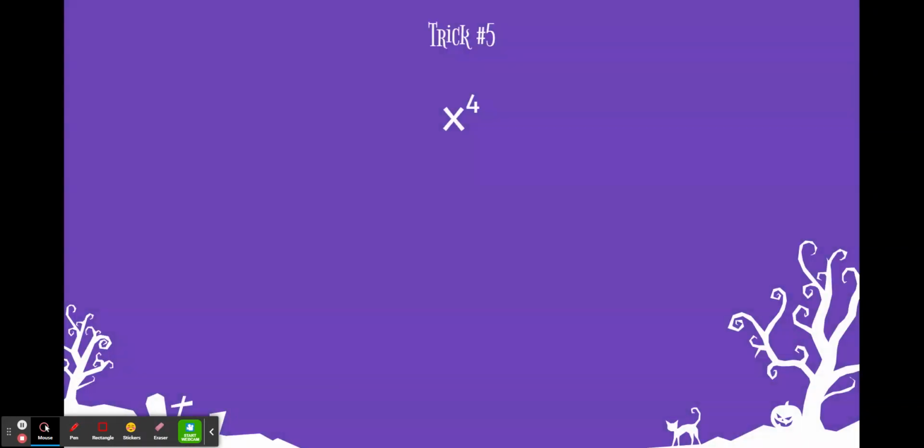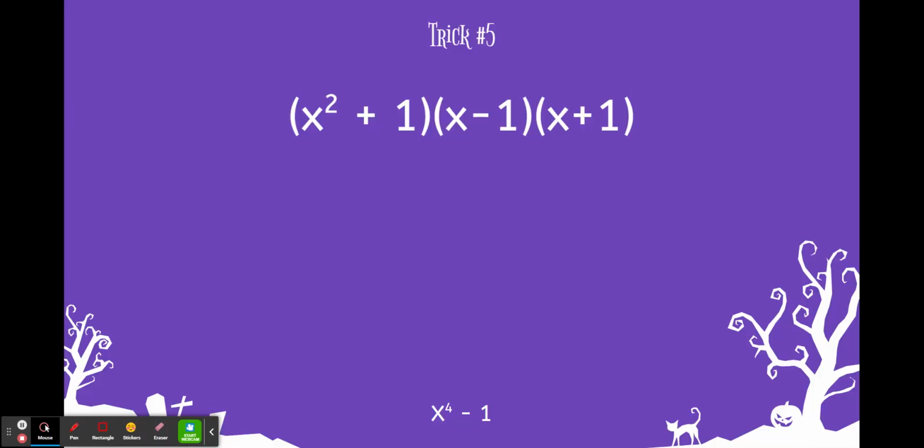Then we want to square that. So we've got 2 x's multiplied together times 2 more x's multiplied together. That gives us 4 x's multiplied together, or x to the 4th. The next instruction is just to take away 1.